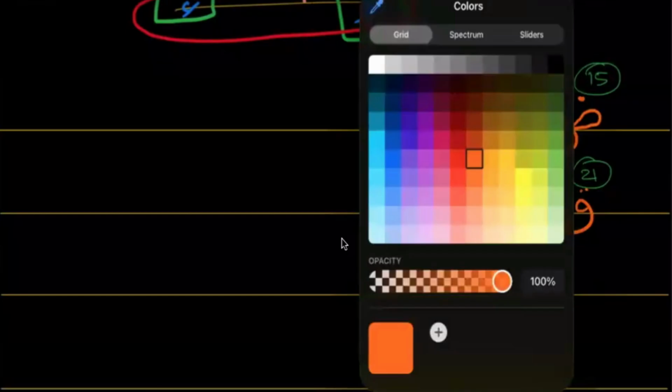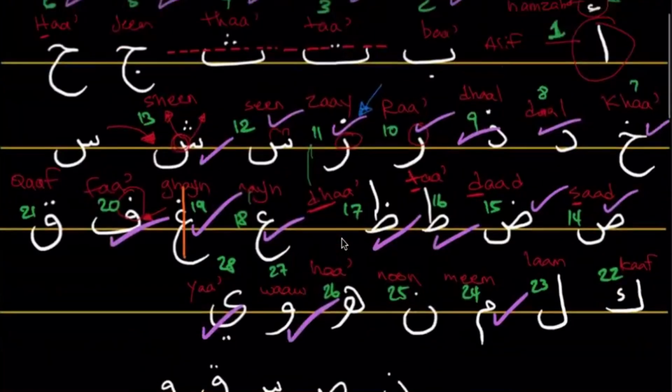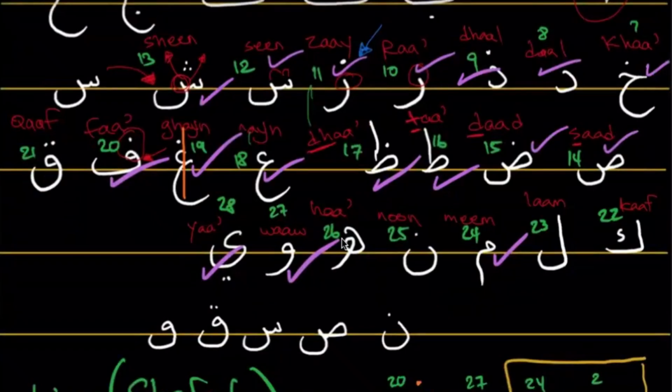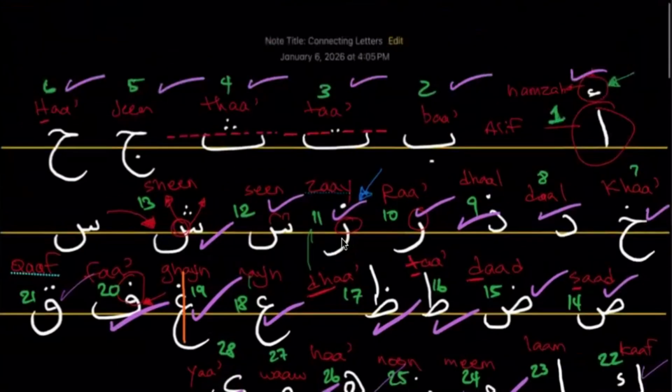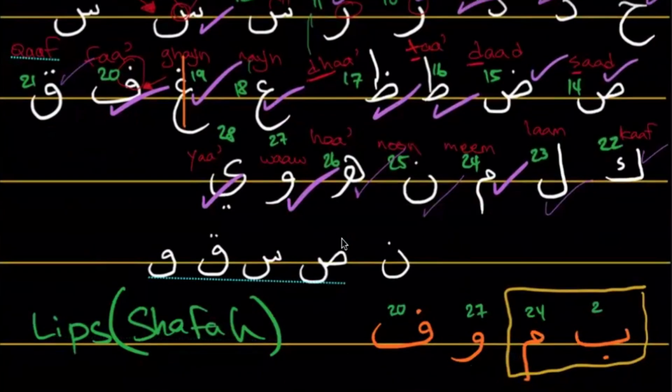So now Qaf is covered. Kaf is covered. Lam is already covered. Lam is related to Noon and Ra. Meem is covered. And Ha is covered. Ha is with Hamza. And Waw is a lip letter. And Ya is from the middle of the tongue.